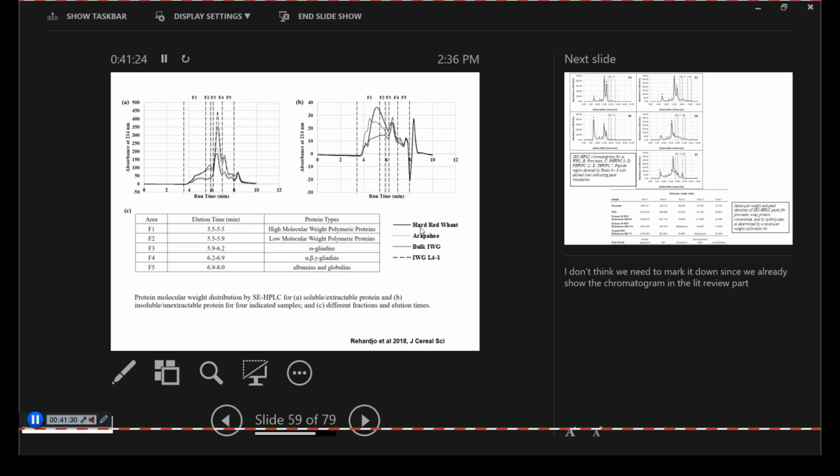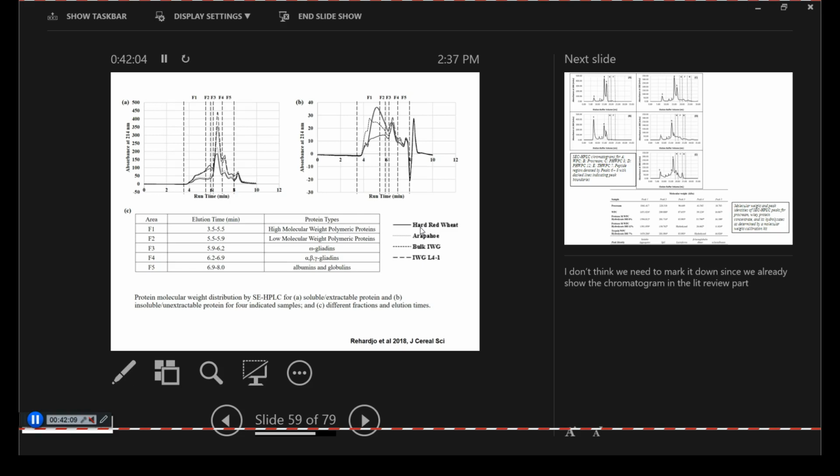So here's another application for size exclusion chromatography that we have done in the lab to look at proteins. Again, the example of intermediate wheatgrass versus wheat. And then we look at the presence of the high molecular weight polymeric proteins that are the glutenins, mostly responsible for the dough strength and elasticity. And then you look at gliadins and then albumins and globulins. And we have the SDS extractable or soluble protein versus insoluble proteins.